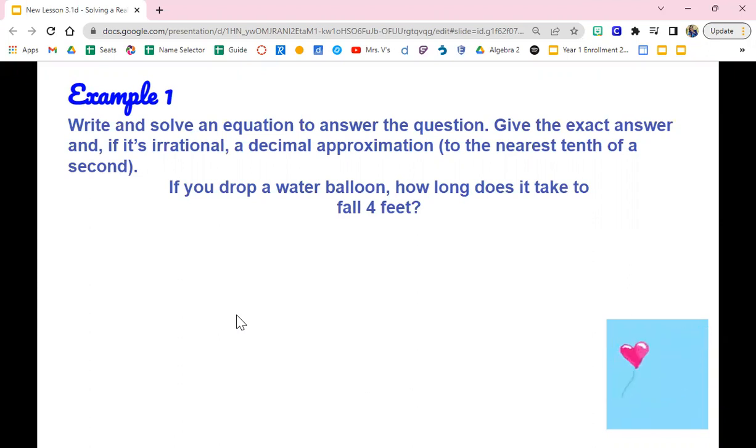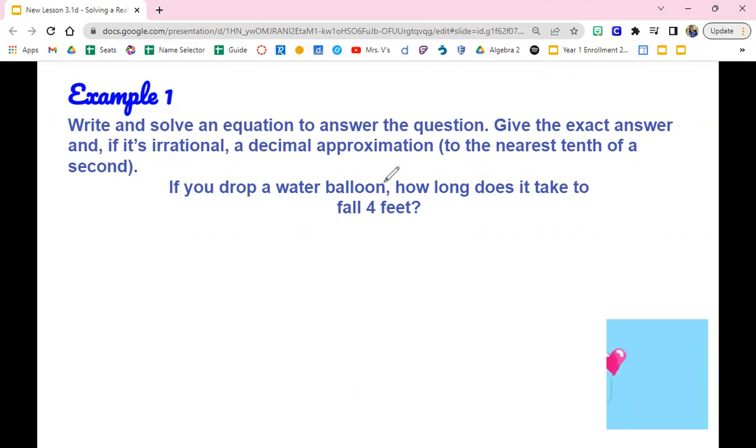So this one says, if you drop a water balloon, how long does it take to fall 4 feet? So 4 feet, guys, imagine I'm right here. I'm almost 5 feet. 4 feet about right here. So I'll grab it and I just let it go. So how long does it take for it to go from my hand and hit the floor? About 1 and some change. So let's see if it approximates 1.